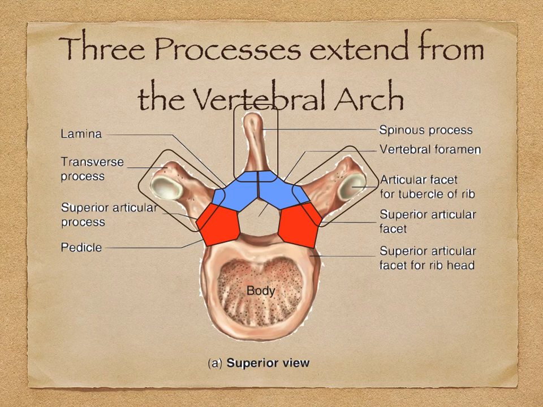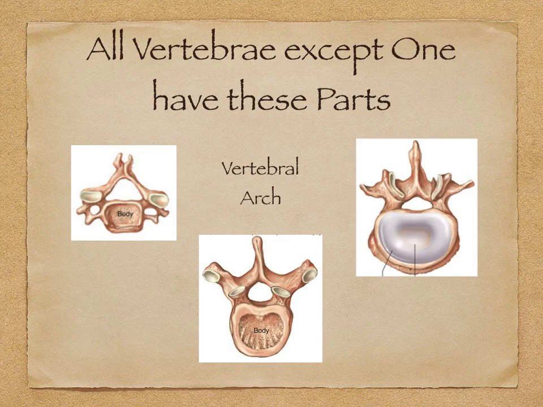Now, there are 24 vertebrae in the vertebral column, and all of them have all of these parts, actually except for one. There is one exception, but we'll deal with that at the end. Let's learn the pattern of the 23. So here's 3 different vertebrae. Can you find the body on each one? I think you can, even though they're slightly different shape and different size.